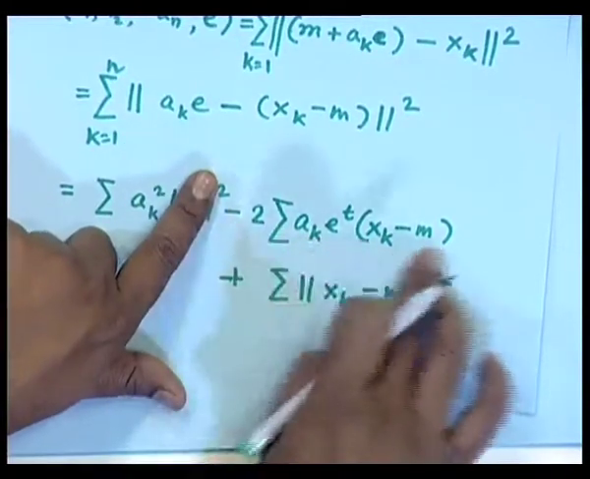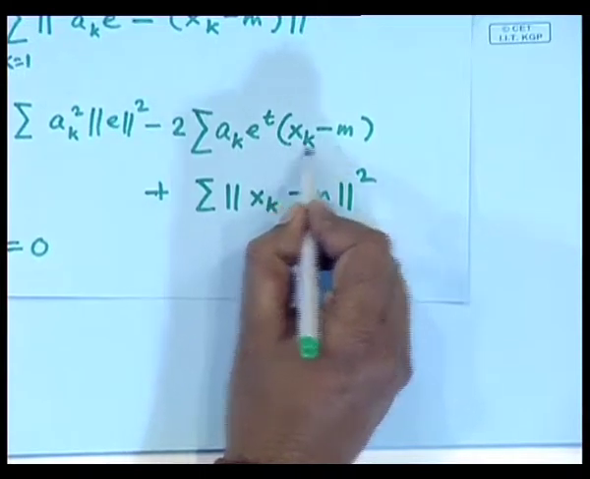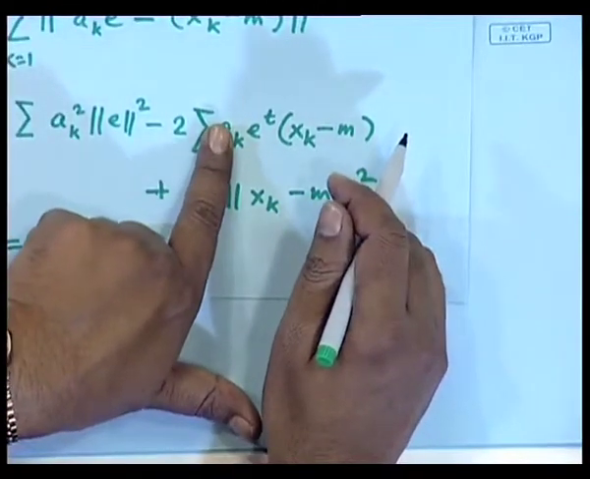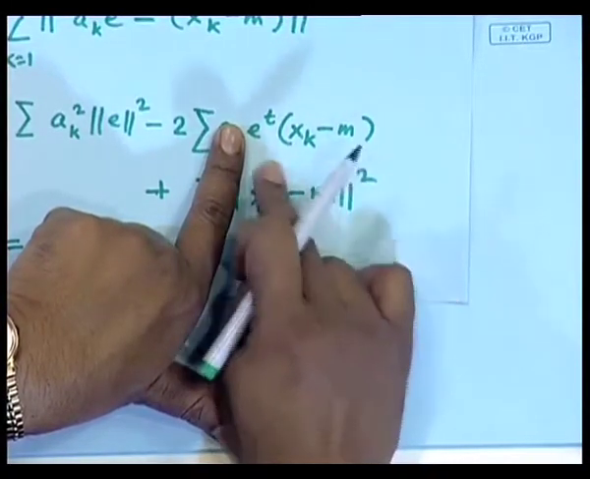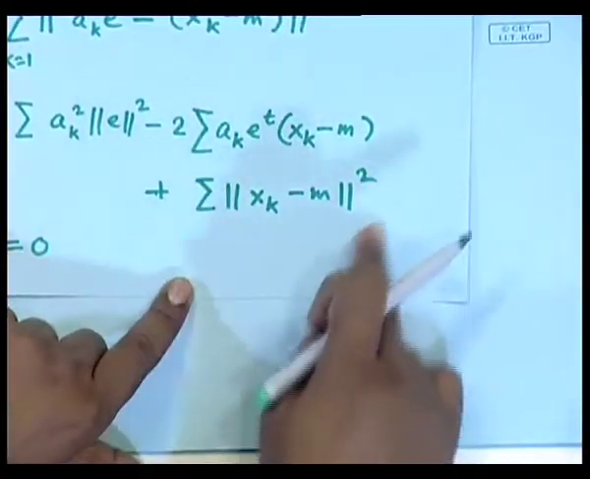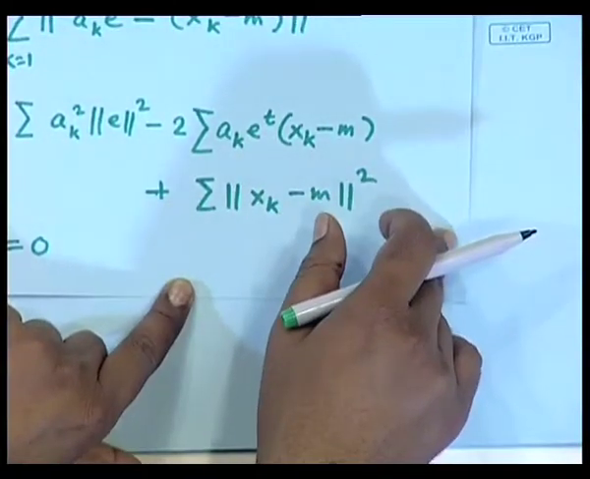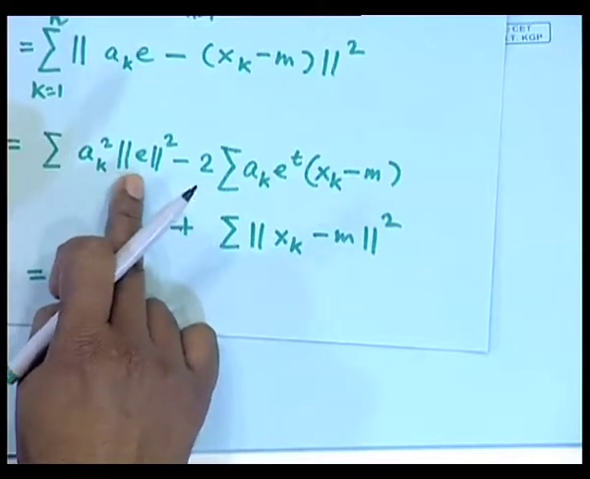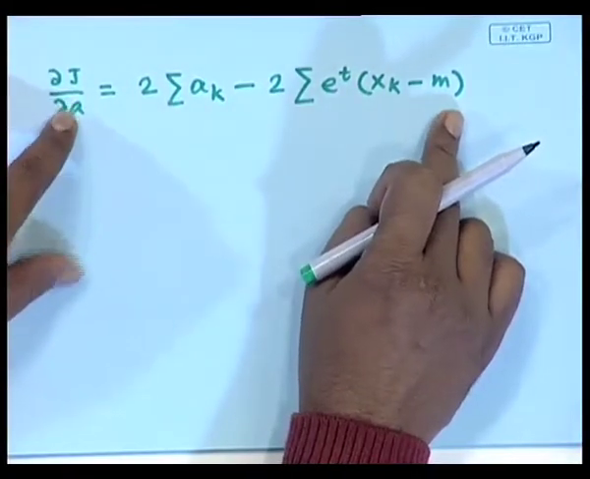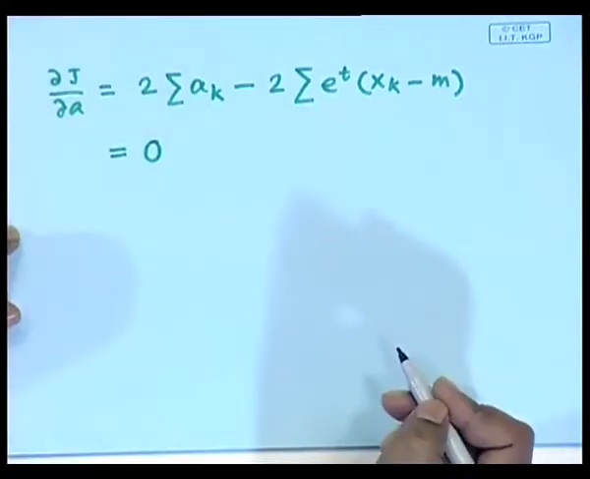Okay. Take the differentiation of this, because it is a k into E transpose x k minus m. If I differentiate with respect to a, I am left with simply E transpose x k minus m. This term is independent of a. So, differentiate this with respect to a, it becomes 0, right. So, after differentiating this term, by making use of the fact that modulus of E is equal to 1, I get this output, right, and I have to equate this to 0 for minimization.